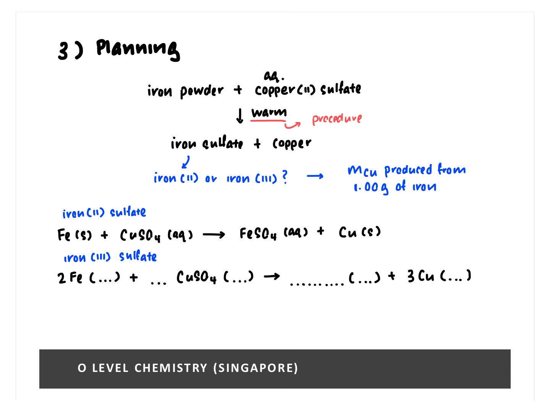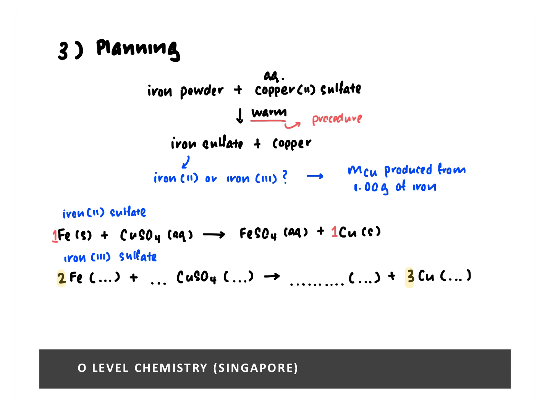Okay, so they provided very clearly over here that when iron 2 sulfate is formed, you have 1 mole of iron reacting to form 1 mole of copper. And if iron 3 sulfate is formed, we have 2 moles of iron reacting to form 3 moles of copper. So that is a difference which we can use to find out which product or which reaction takes place. So that's clue number 1.